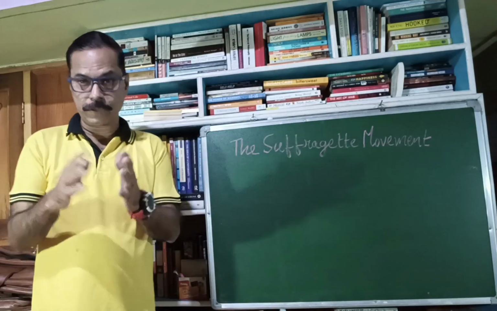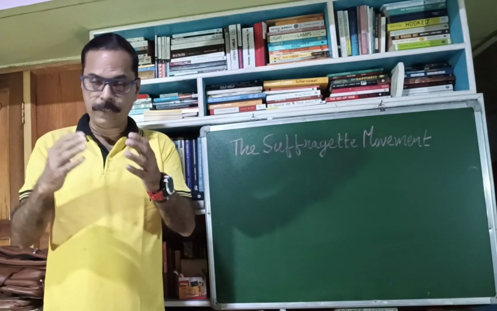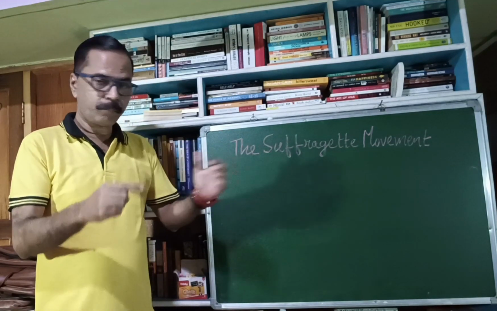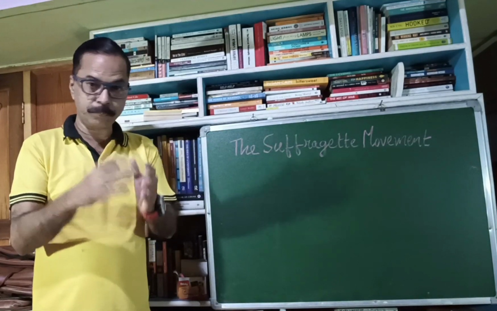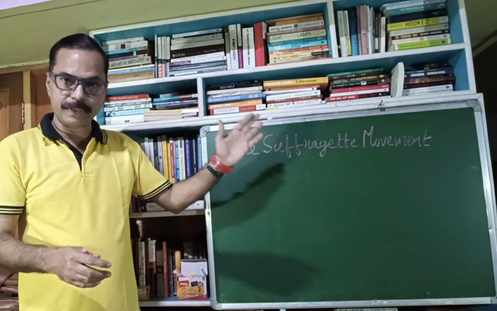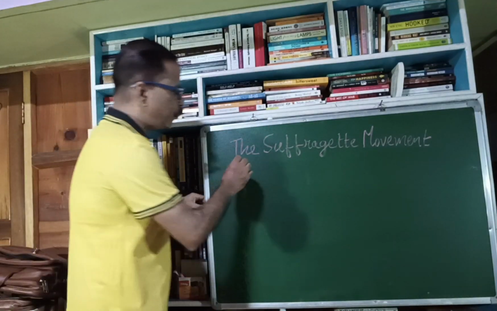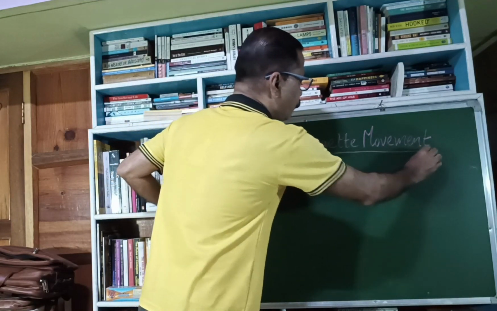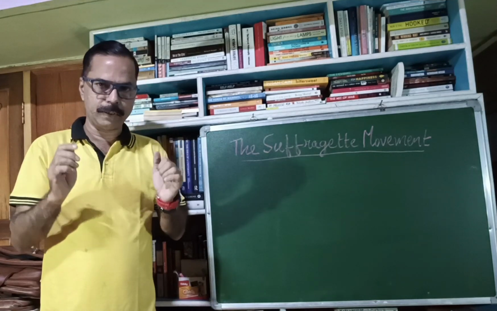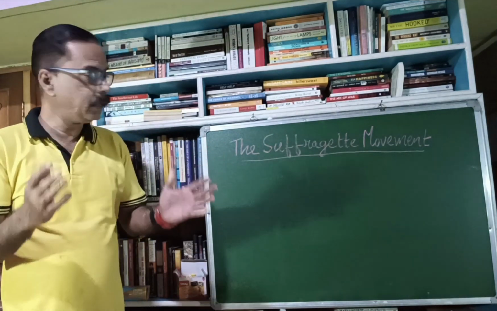Today we are taking the first semester English core paper, and the topic is out of the modern period of English literary and social history, and the topic precisely is the suffragette movement. As you see on the board, the topic today is the suffragette movement. So let us try to understand what this movement is.